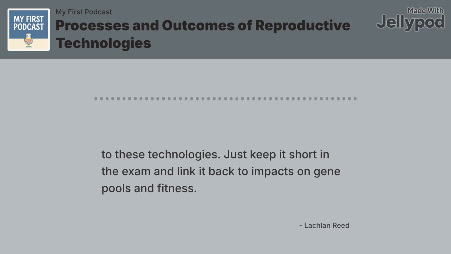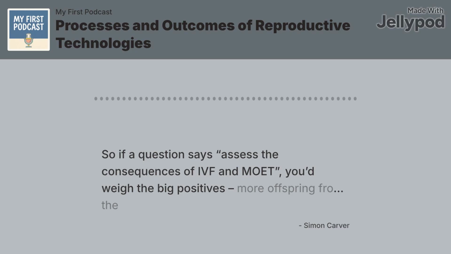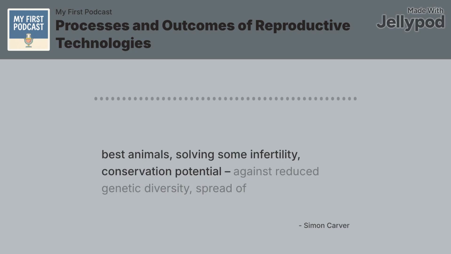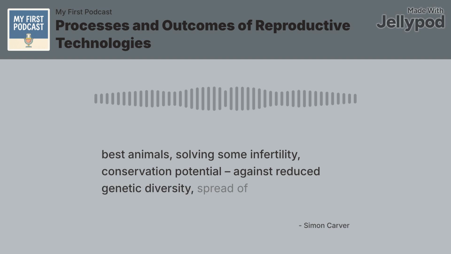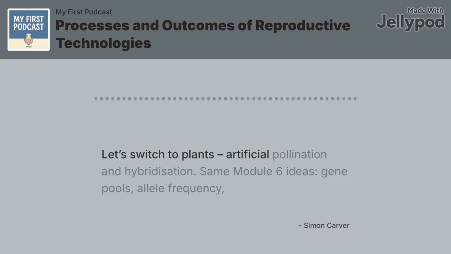So if a question says, assess the consequences of IVF and MOET, you'd weigh the big positives: more offspring from the best animals, solving some infertility, conservation potential, against reduced genetic diversity, spread of infertility alleles, and possible lower long-term fitness. Let's switch to plants, artificial pollination, and hybridization.